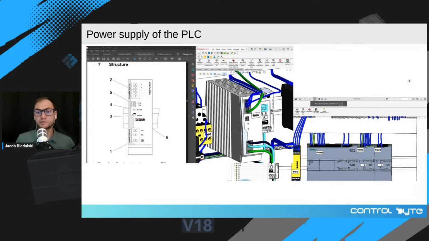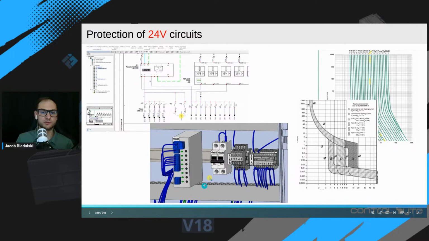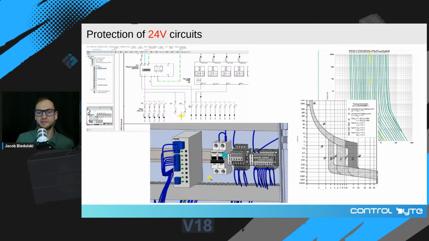So we'll show you how to read the documentation of the SMPS to choose the right one for your application. This is not an obvious task, as you will see. You'll also learn how to select different types of protection for 24 volt power circuits. We will talk about electronic circuit protection, circuit breakers, and standard fuses.